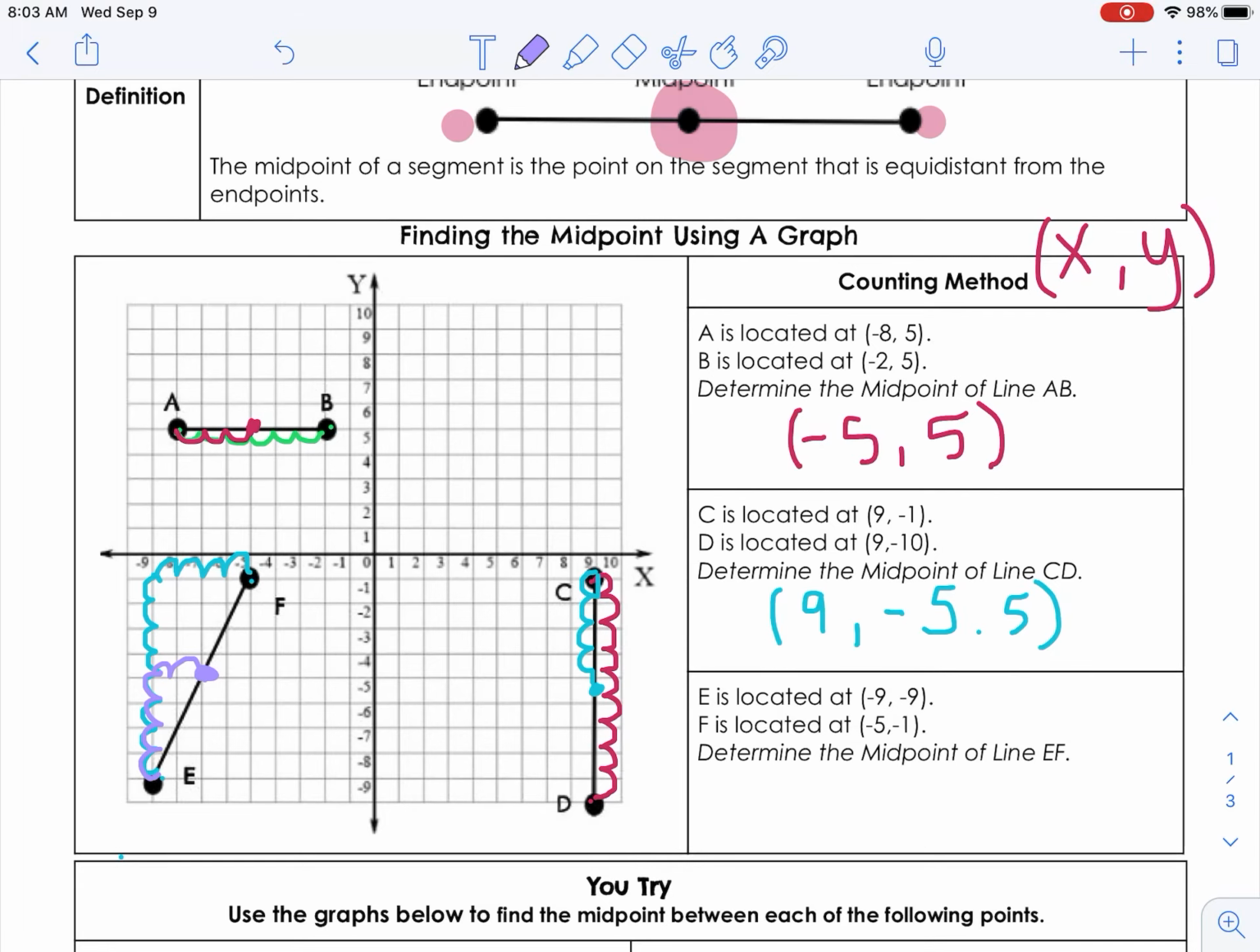So that midpoint is going to be located at the x value of -6 and -1, 2, 3, 4, 5, -5.